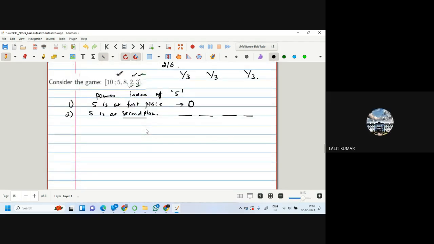Now, second, when 5 is at second place. So I write 5 at second place. Now he can win if I put, now I have got choices: 8, 2, and 3. If I put 2, he will not win. If I put 3 here, he will not win. But if I put 8, he will always win. And I can have 2, 3, and 3, 2.